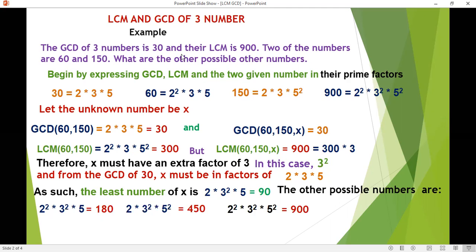Now, you see that the constant figures here are 2 times 3 to power 2, and then there is a 5. You notice that in all these factors that are given here, the 3 is always at a power of 2, because this is what we saw from the LCM here.